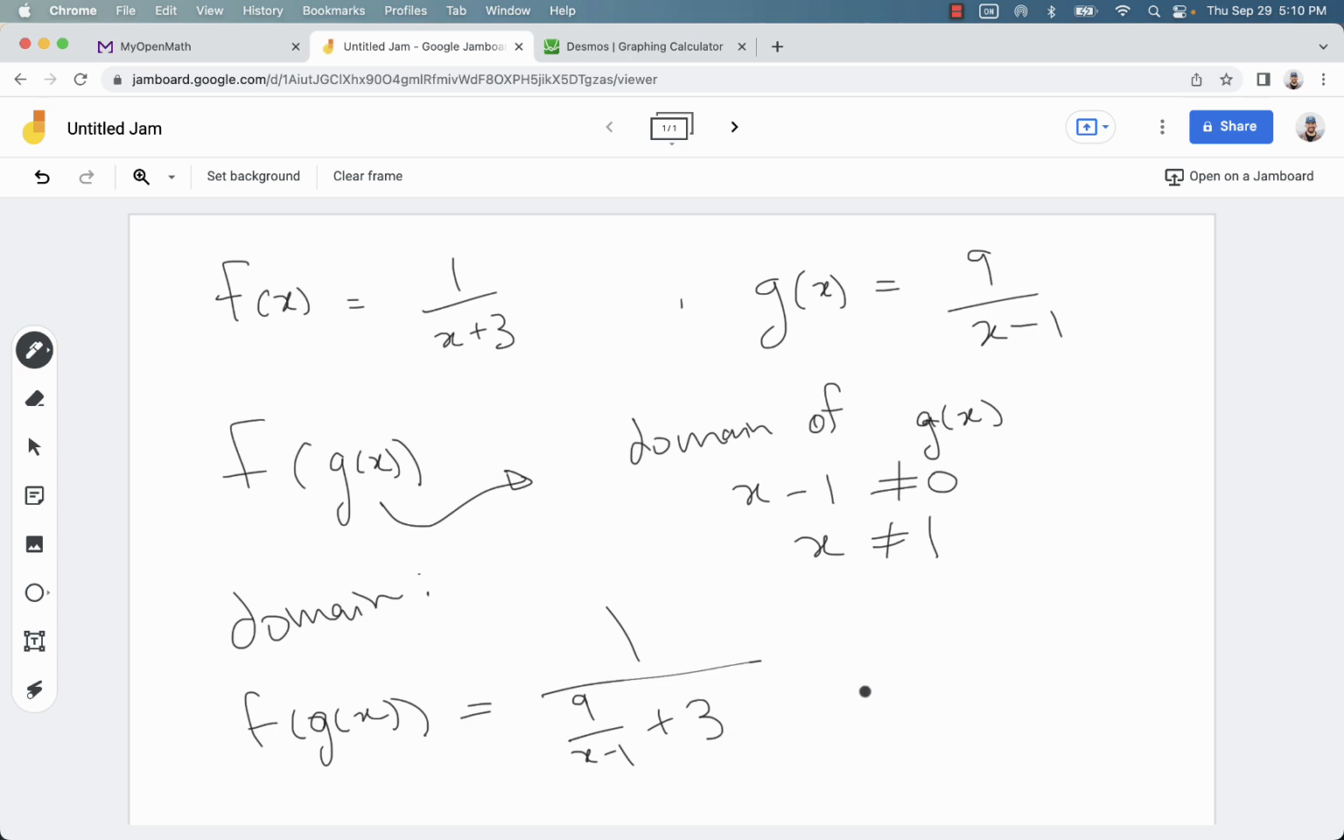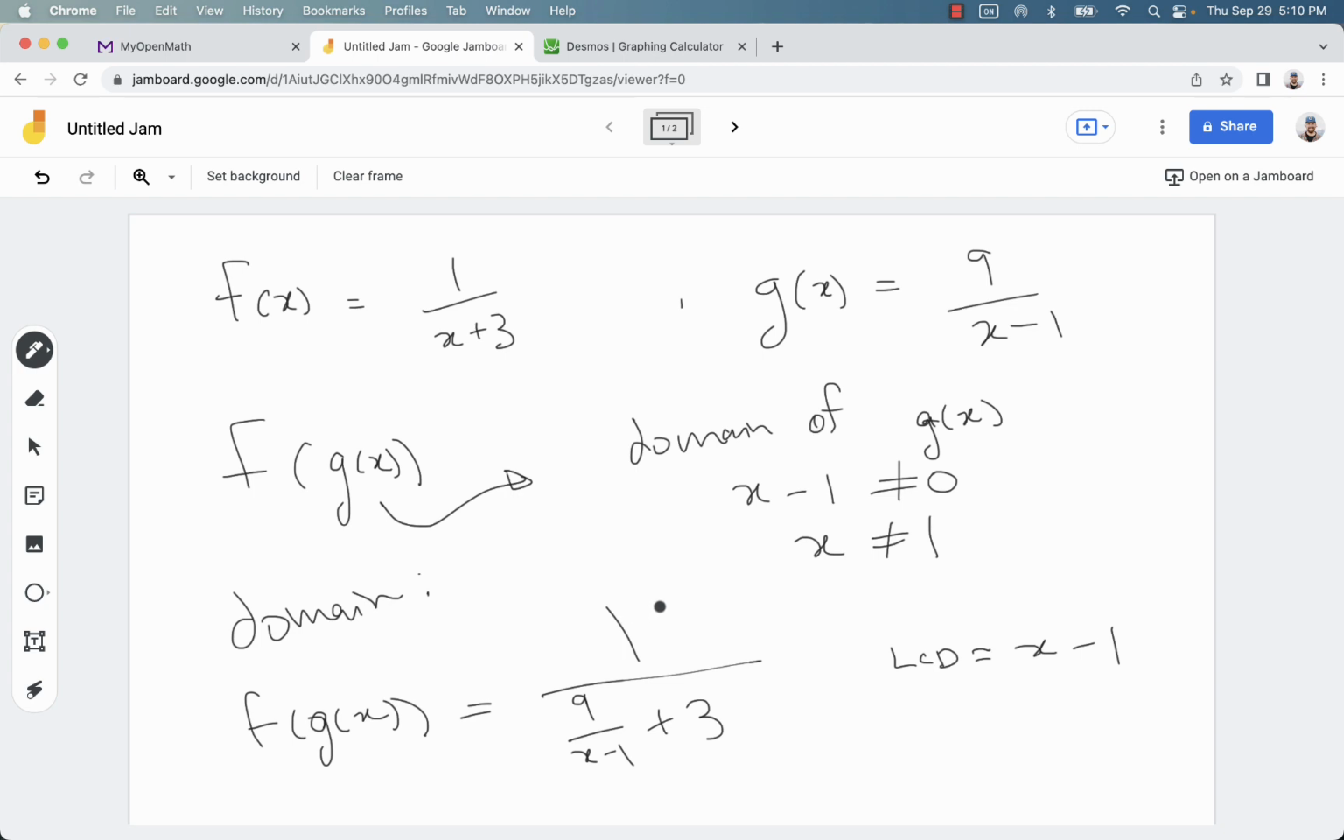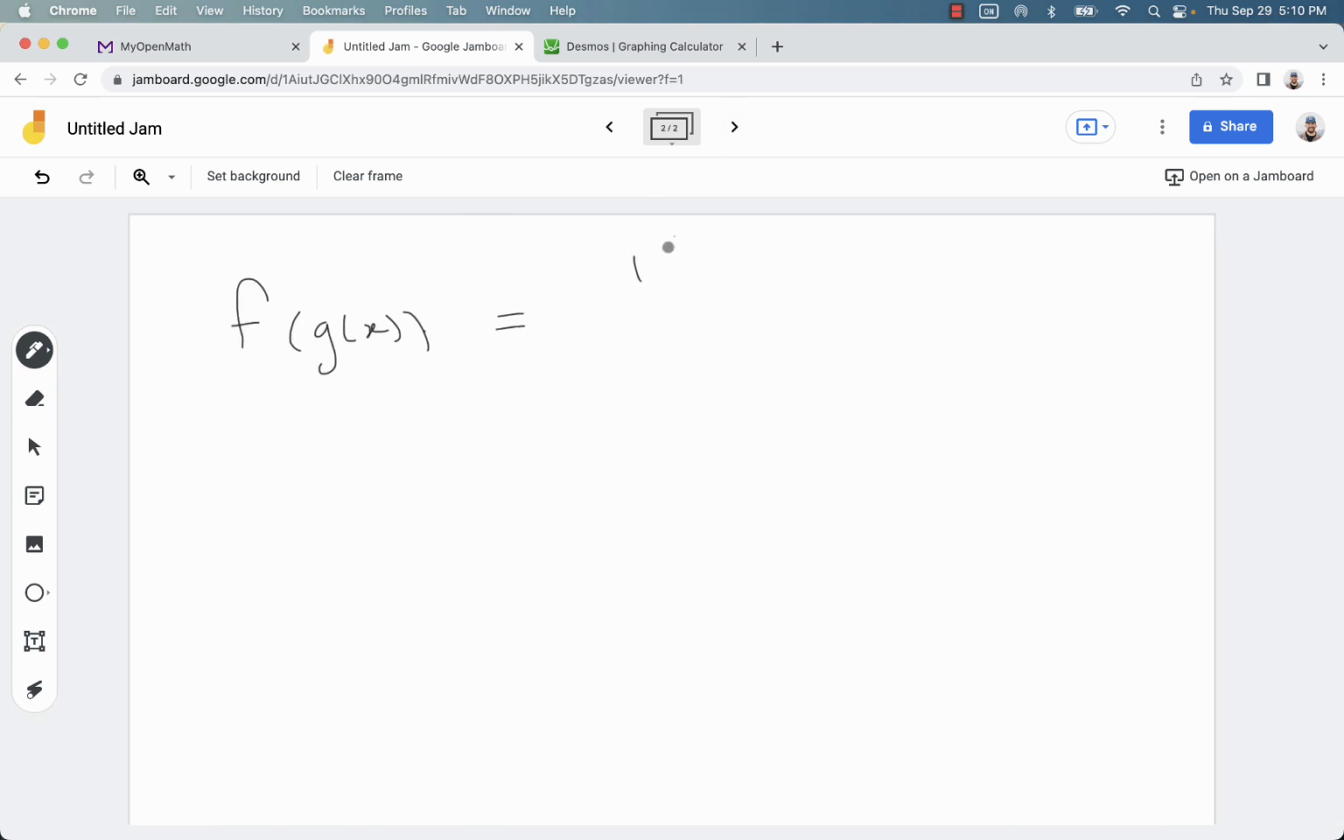So what we tend to do to simplify these is multiply everything by the least common denominator. We don't have a denominator up here. We don't have a denominator here. We have one denominator of x minus 1. And so this really seems like a good route to go with, because it's not going to take a lot of work to make this a lot simpler. So now my f of g of x composition is going to have 1 times x minus 1 over this rational expression times x minus 1 plus 3 times x minus 1.